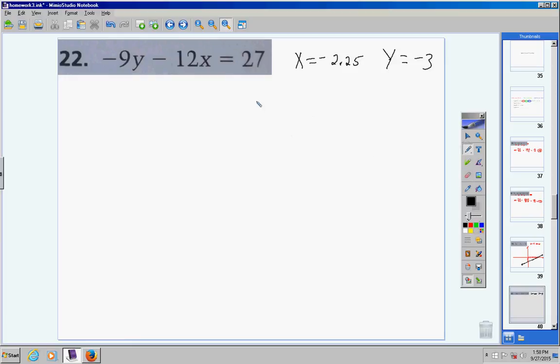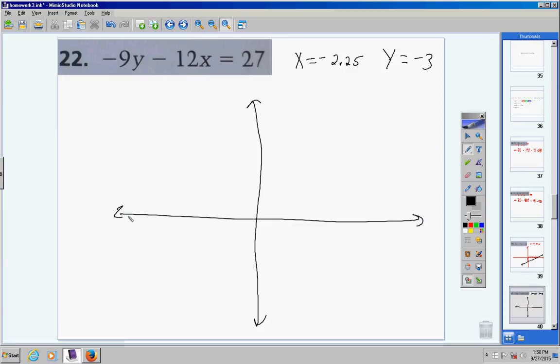And so let's graph this line very simply and very quickly. All that I have to do is go to my x-axis at negative 2.25, so negative 1, negative 2, negative 3. So negative 2.25 is about right here. And then I need to go to the y-axis at negative 3. So 1, 2, 3. And now I'm good. Now I can graph my line.